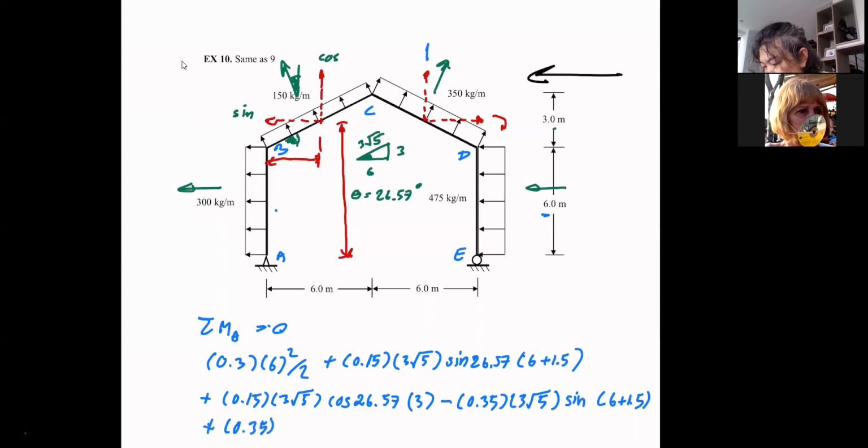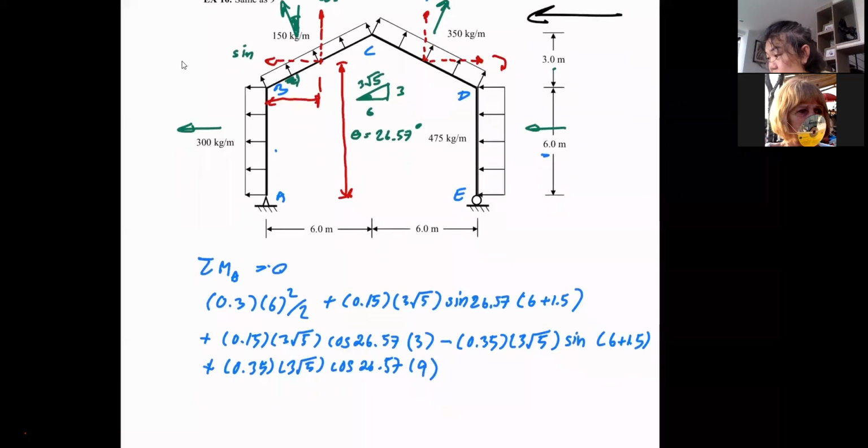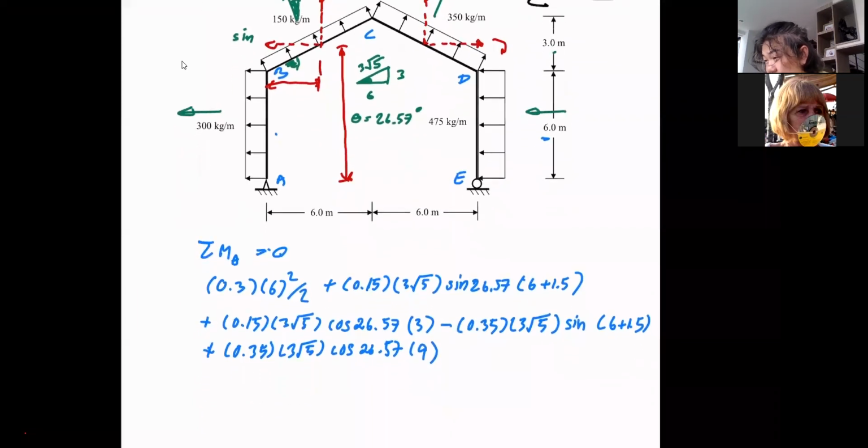0.35 multiplied by the length, 3 square root 5, cosine 26.57 multiplied by 9 this time, right? Or maybe I should be more discrete, okay? 6 plus 3. I thought I'm running out of space, so it's just too close. Okay, right? And then the last one, the easier one, another counterclockwise moment coming in from this load.